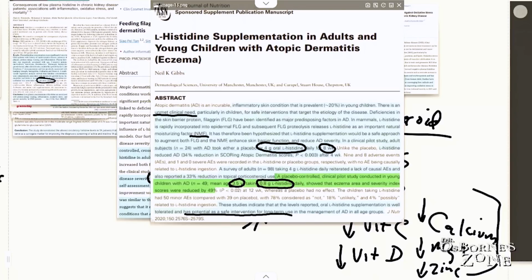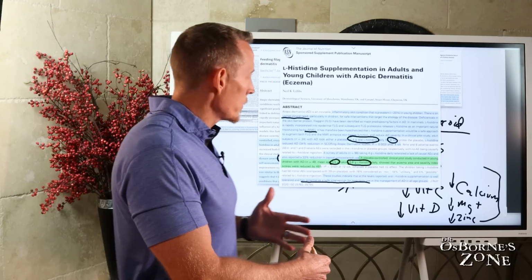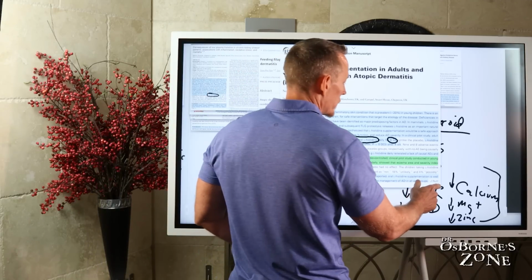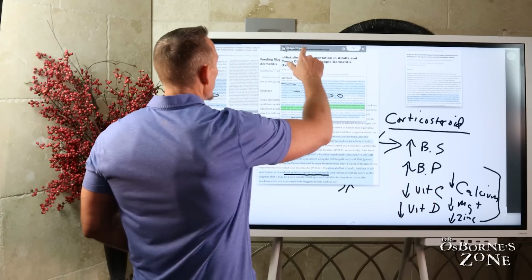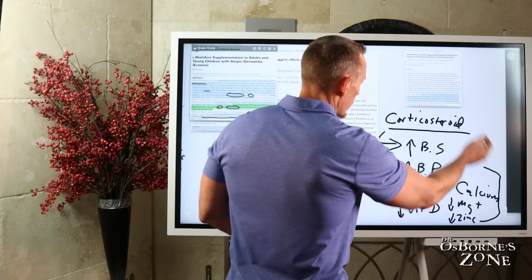Now, those of you who've listened to me for any length of time know I'm not about managing. I don't want people to have to manage their condition. Whether you're managing it with a corticosteroid or you're managing it with histidine, I'd rather you manage it with histidine if it's working for you, because there's no side effect profile from that, unlike the side effects of a corticosteroid.